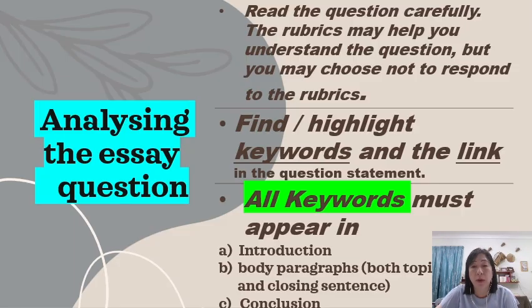For the second step, once you look at the question statement, find or highlight the keywords and the link word to link both or three sets of keywords in the question statement. Now you must always remember, when you start writing the essay, all the keywords that you have highlighted must appear in the introduction, and in the body paragraphs, which should be found in both the topic sentence and the closing sentence. And last but not least, these keywords should also appear in your conclusion.